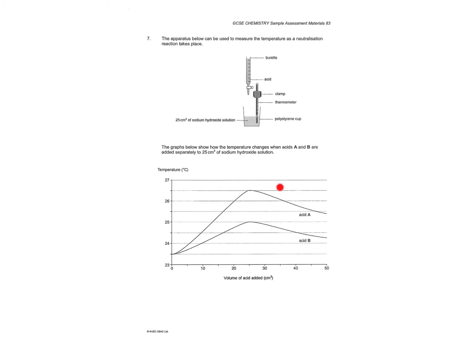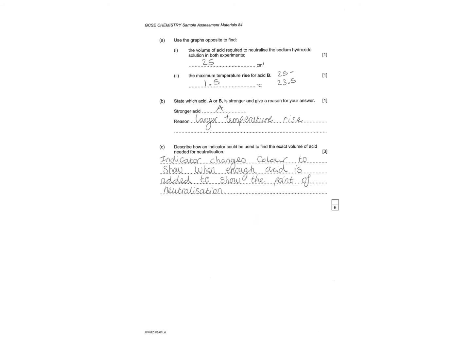2 graphs, and if you notice, this question kind of comes up quite a lot. Temperature rise. Neutralization for both of them would be 25 because that's where the peak is. So that would be 25 take away 23, which would give you 1.5, okay. Stronger acid A because it's a large temperature rise. Point of an indicator: the indicator changes colour to show when enough acid is added. Show the point of neutralization.